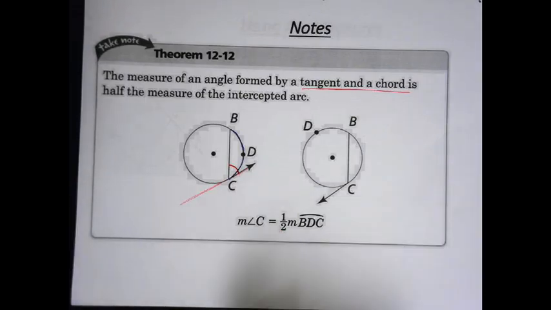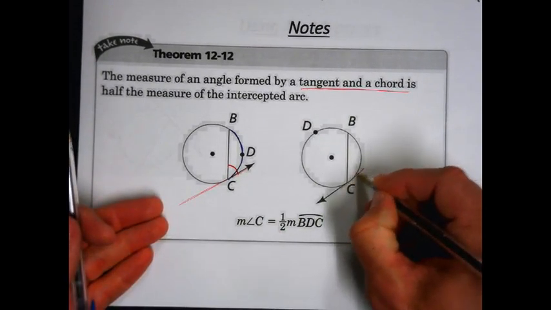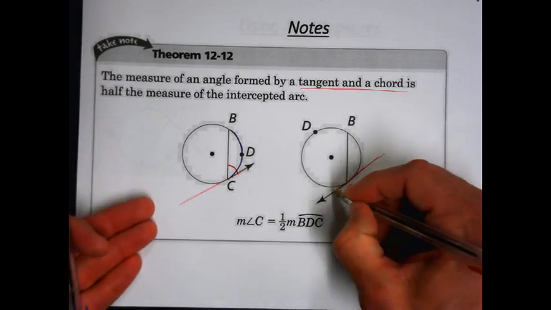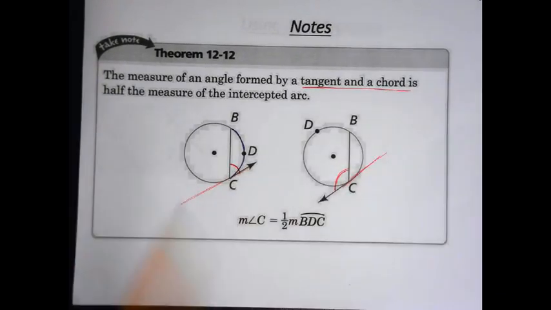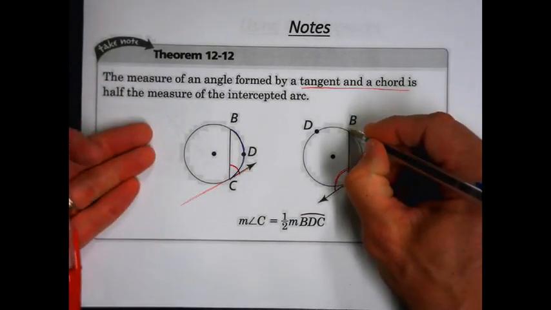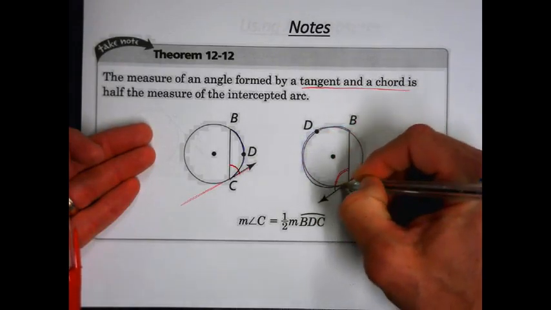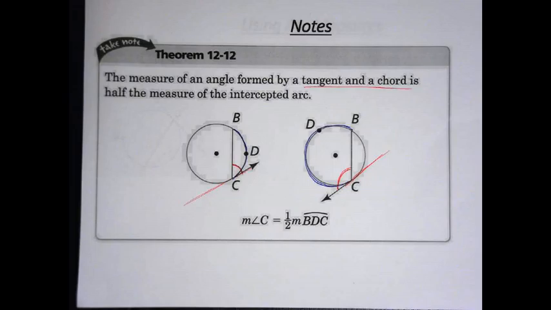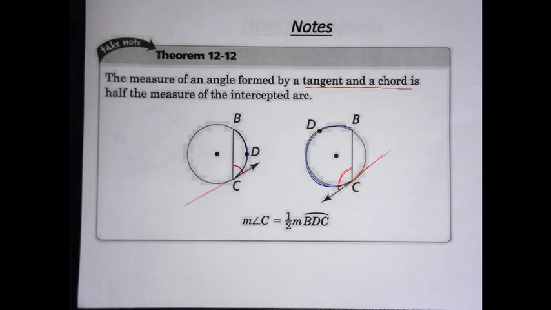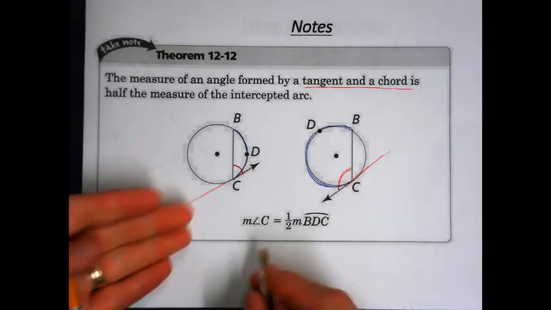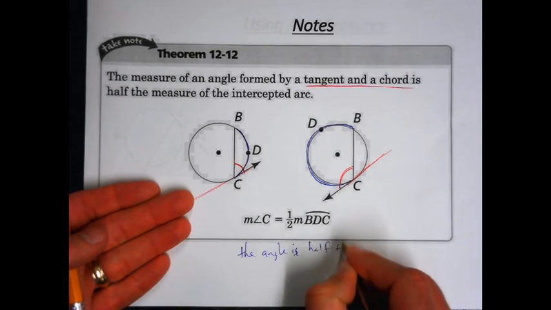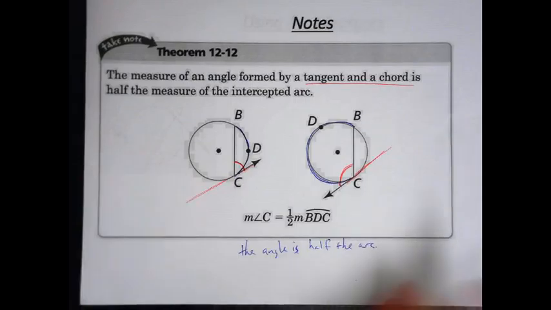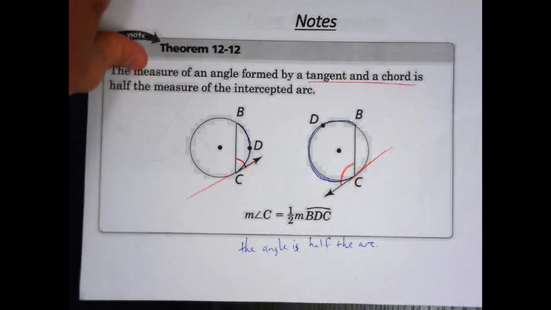So what if we were looking at the bigger angle? If we have our tangent line here and the chord that it's meeting with, we have an angle between the tangent and the chord, and hopefully you see the arc that is intercepted. Once again, the angle is half the arc. We're having that same relationship. That is so good to know. So that's it for the note.